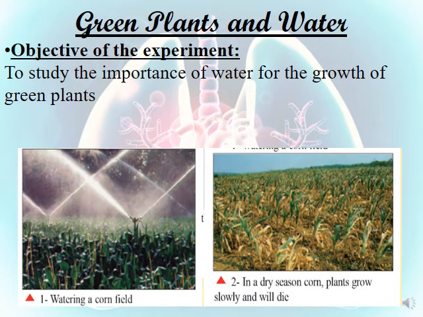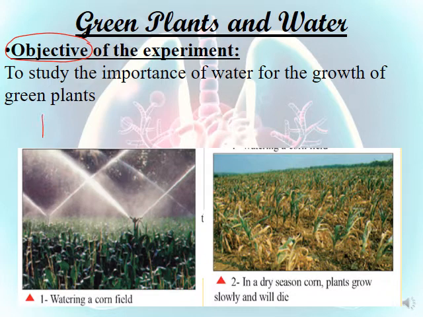Let's move to these experiments. First, they are talking about the green plants and water. The objective of this experiment, also known as the aim, the purpose, or the goal, all of them have the same meaning: objective, aim, purpose, goal. So what is the objective of this experiment? The objective of this experiment is to study the importance of water for the growth of green plants. So here, this is the objective.